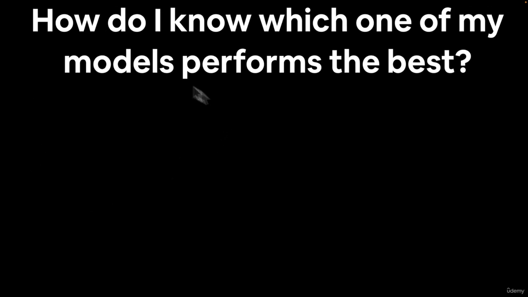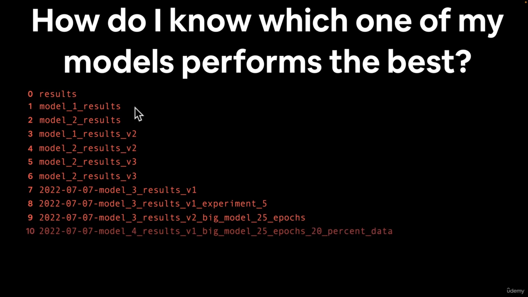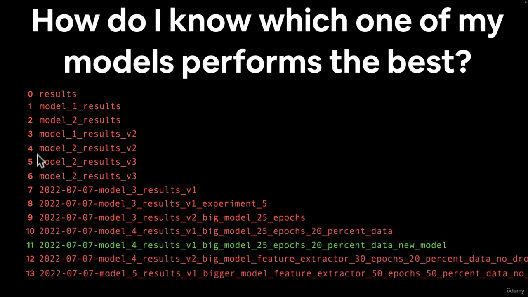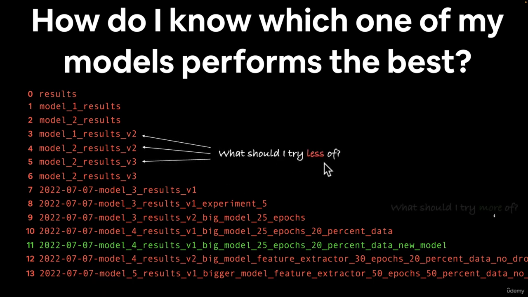So, how do you know which one of your models performs the best? Well, that's what we're going to answer with experiment tracking. So if all of these are like, no, no, no, no, no, no, yes, number 11, and then no, no, no, what should you do less of? And what should you try more of? That's the whole purpose of experiment tracking. Figure out what doesn't work so you can figure out what does work.